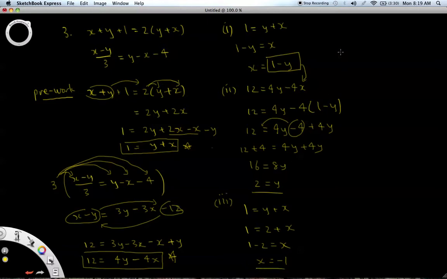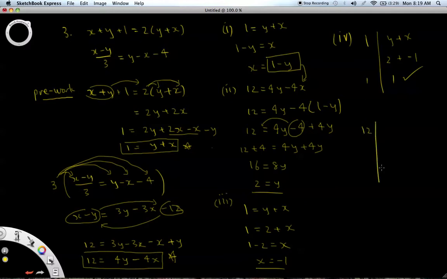Now let's check my work. Step 4. Okay, so I'm going to use a simplified equation. That is okay. So 1 hopefully is equal to y plus x. Let's try. y is 2, and x is negative 1. So 2 plus minus 1 is equal to 1. Great, works. Let's try the other one.